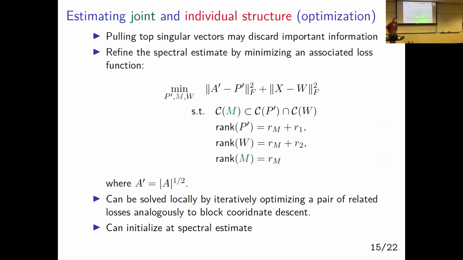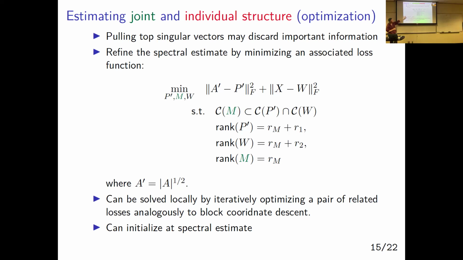Okay, so what we can do is consider an associated loss, such that if we minimize that loss, it would give us a good representation for, say, joint and individual components in a way that doesn't discard that information. And if we could solve that, that would be great.